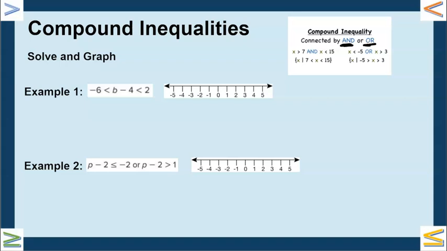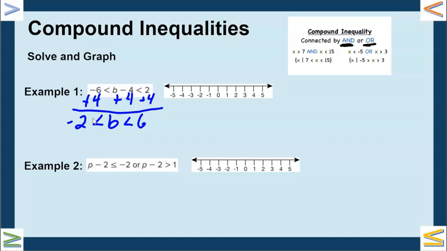So for this one, we need to solve for b. Right now, they're saying you're going to subtract 4 from b. So to get b by itself, I'm going to add 4 to the middle, to the right, and to the left. And that's going to leave me with b has to be less than 6, but greater than -2. Now, if you use the word and, then you would have b minus 4 is greater than -6 and b minus 4 is less than 2. And then you would just solve it the same way.